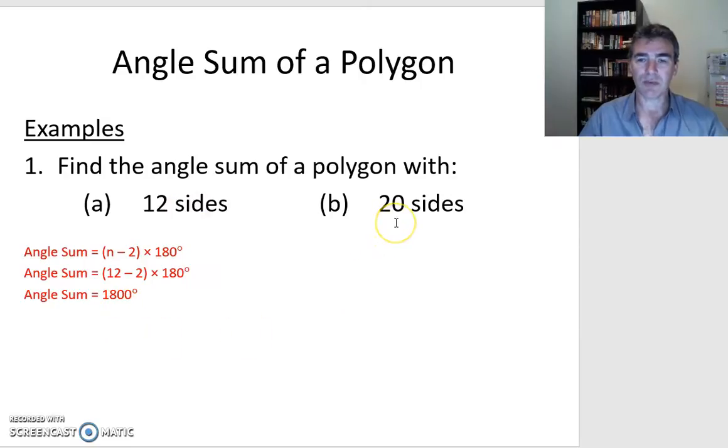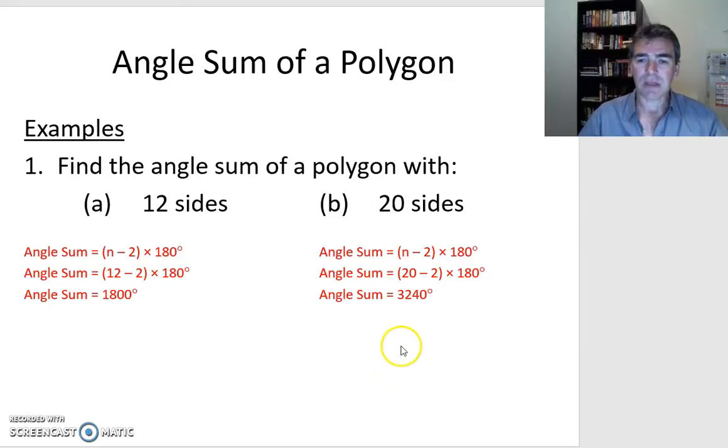Well, what about a shape with 20 sides? And you're probably asking, why would we want to have 20 sides? Well, maybe garden design. You might want a particular shape for your garden with 20 sides. Who knows? But let's have a look at how we work it out. Again, write the rule. Substitute in what I know. The number of sides is 20. Calculator exercise, work that out on your calculator. And the angle sum of a shape with 20 sides is 3,240 degrees.